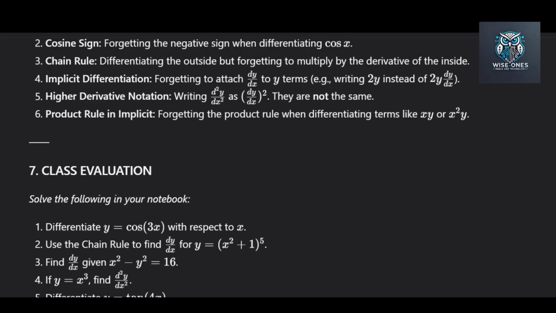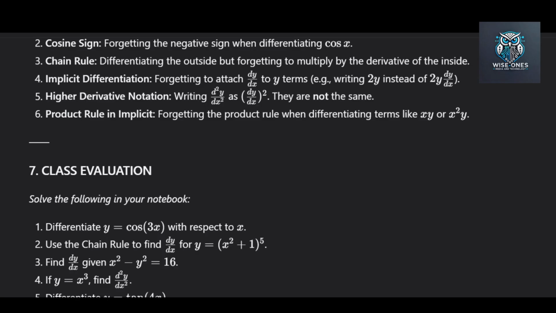Mistake number 5, higher derivative notation. Writing d squared y over dx squared as (dy/dx) all squared. They are not the same. Correction: d squared y over dx squared means differentiate twice. (dy/dx) squared means square the first derivative.